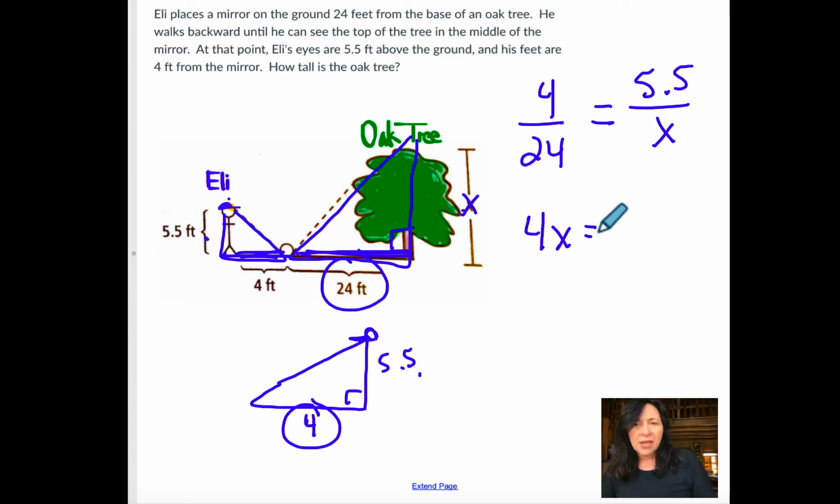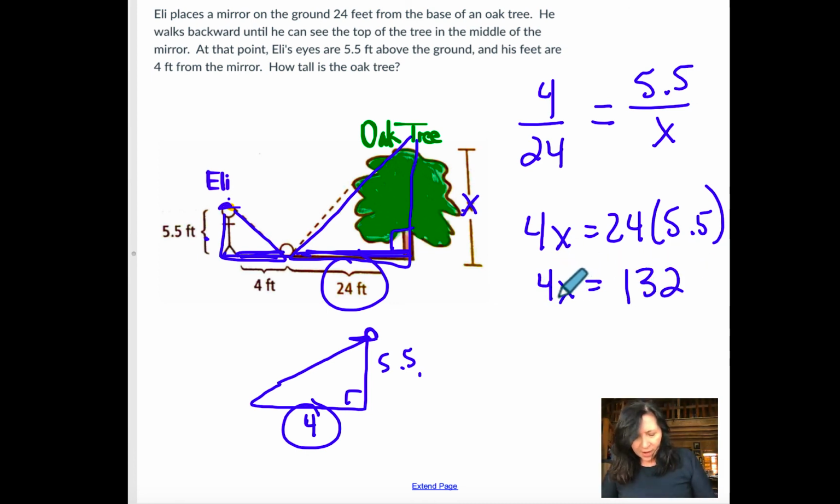We get 4X is equal to 24 times 5.5. So let's do that. I'm going to go 24 times 5.5, and that's going to be 132. So I have 132 is equal to 4X. I'm going to divide by 4, and I get 33. All right? Looks like it. X is equal to 33. And so that's how tall the tree is. And it looks like we're in feet. So this is 33 feet. Okay.